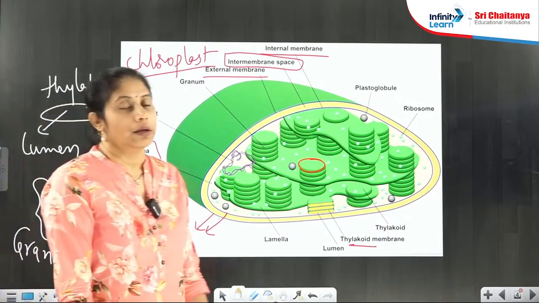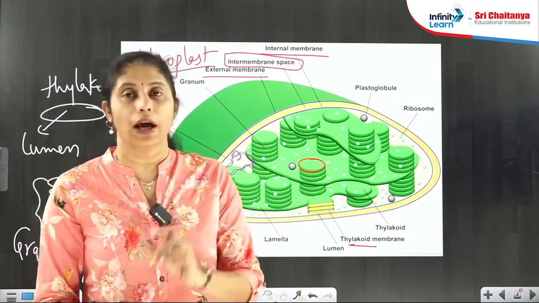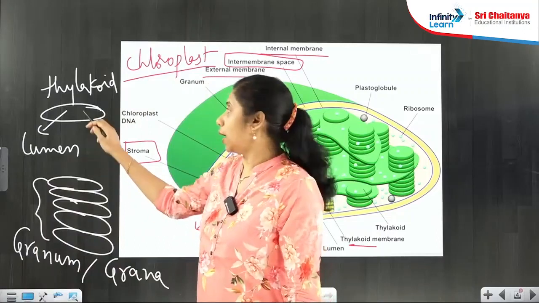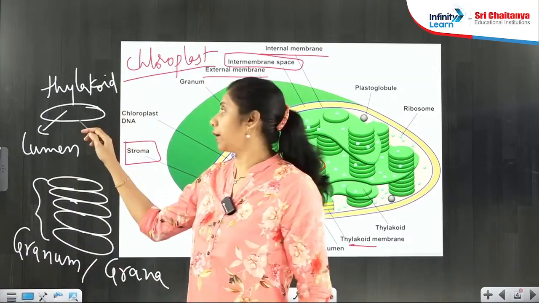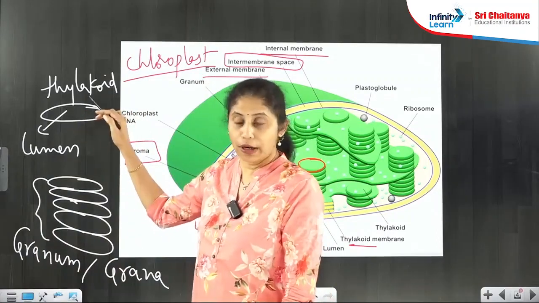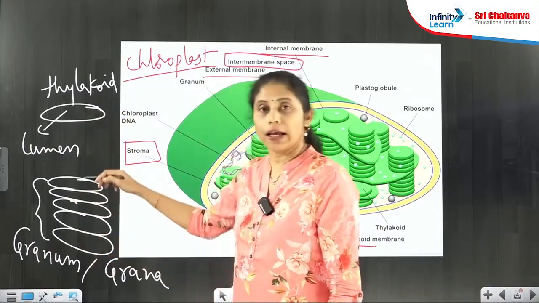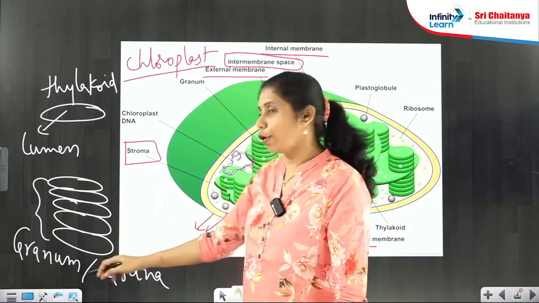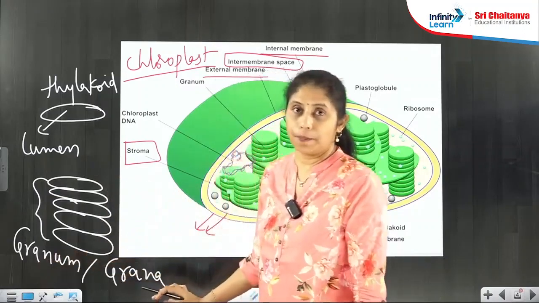So in the stroma, we have single membrane bound sacs which are called thylakoids. And inside the thylakoid, they have a cavity. That cavity is called lumen. And the thylakoids are arranged one above the other like a pile of coins. That pile of coins will form the granum or grana.